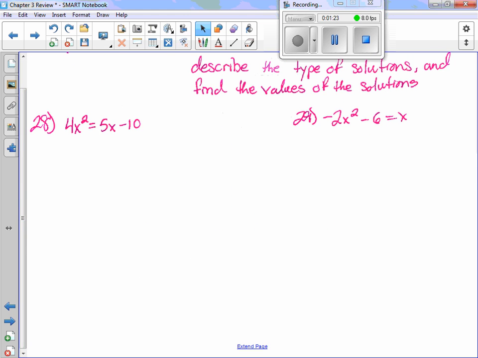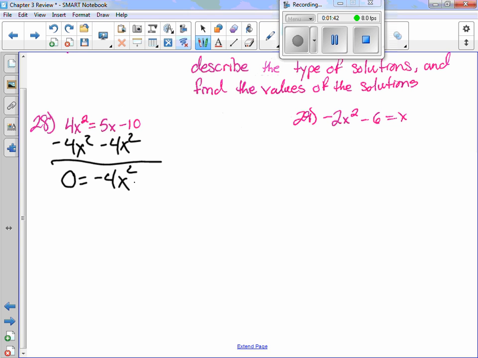Now, when we look at this here, we need to get it equal to 0. That's one of the things we'll have to do. We have to have these equal to 0 to find any of this. So what we'll do here, for this first one, for 28, I'm just going to subtract 4x squared from both sides so that it is equal to 0. So we get this here, because I moved the 4x squared over, so it has it equal to 0.